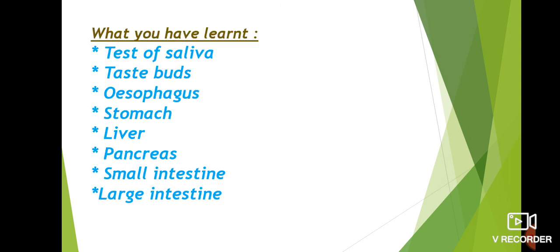What you have learnt in this topic: the taste of saliva, taste buds, esophagus, nothing but the food pipe, stomach, liver, pancreas, small intestine and large intestine.